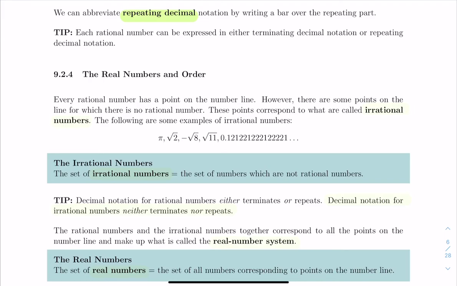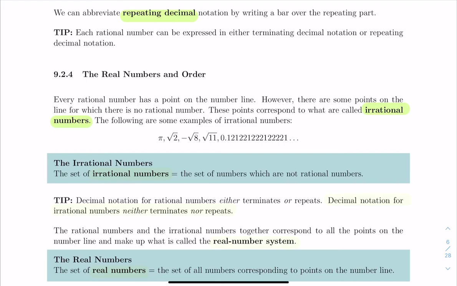And so every rational number has a point on the number line. However, there are some points on the line for which there is no rational number. These points correspond to what are called irrational numbers. And so the following are some examples of irrational numbers. Pi, the square root of 2, negative square root of 8, square root of 11, 0.1212122221, because there's no pattern that is repeating consistently.